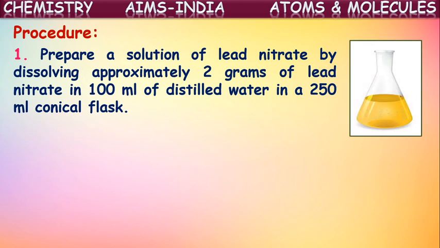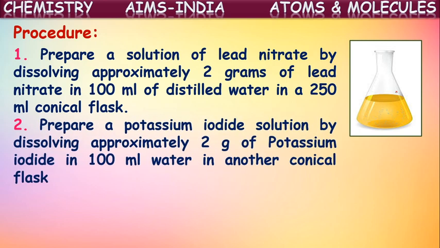This is prepared in the conical flask. Now, in the same way, we have to prepare another conical flask. 2 grams of potassium iodide you have to take, and this is to be dissolved in 100 ml of distilled water in another conical flask. So it forms a solution of potassium iodide. So what is done in this? This is the experiment which proves the law of conservation of mass, observe.